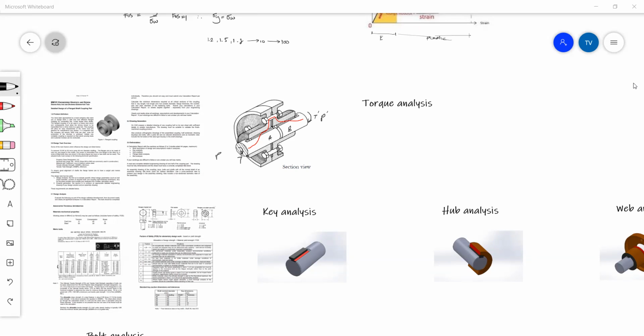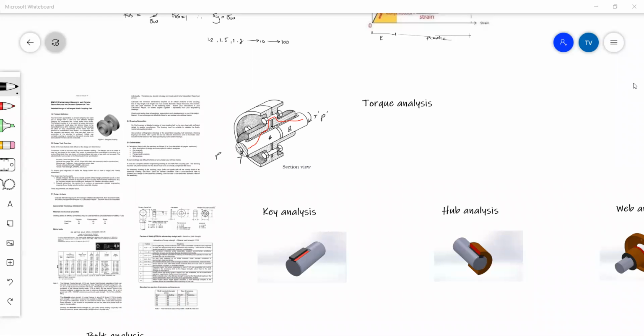In each one of these analysis steps, we are trying to find a certain dimension. We are trying to size our part. So for the key analysis, we are trying to find the length of the key. For the hub analysis, we're trying to find the hub thickness above the key as well as the hub diameter. Web analysis, we're trying to find the thickness of the web. And the bolt analysis, we're trying to find either the number of bolts or the size of the bolts.